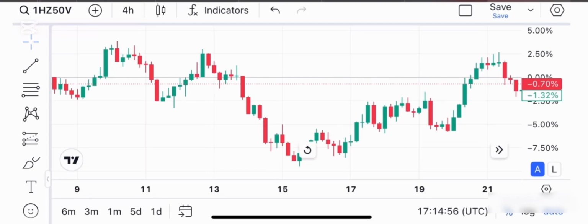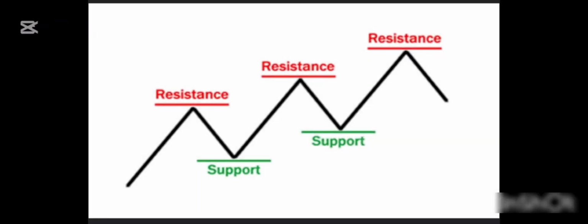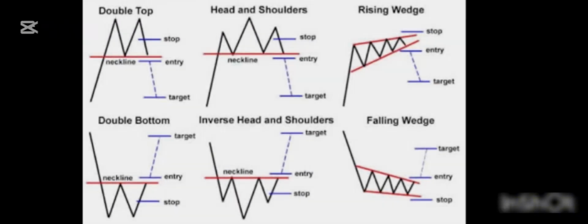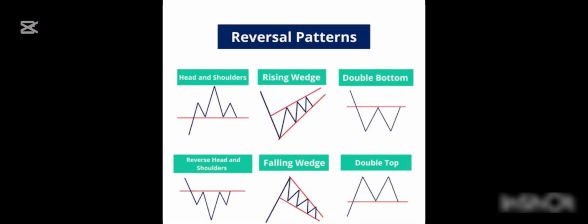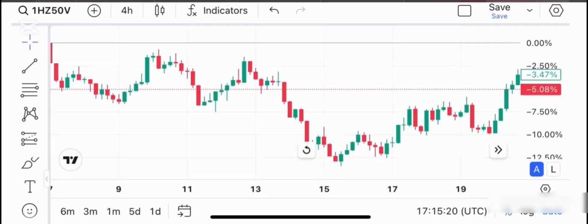So as a beginner, there are three things you need to know. The first one is your support and resistance. The other one is your candlesticks. Then the other ones are your simple patterns. Now, this is very easy. As a beginner, once you're able to learn these three things, like I said, your support and resistance, your candlesticks, then your simple patterns, just learning these three things alone can make you a very good trader.